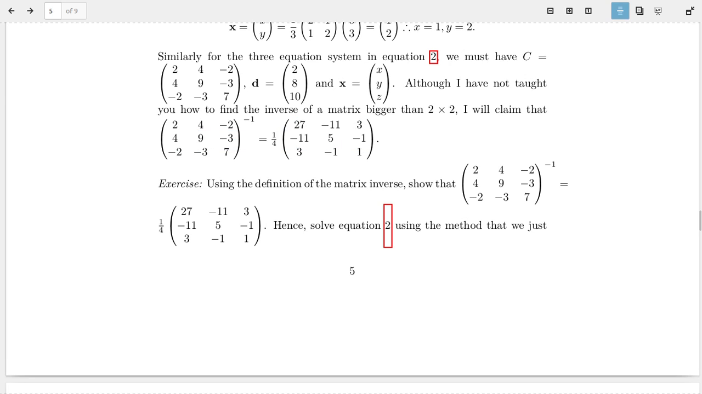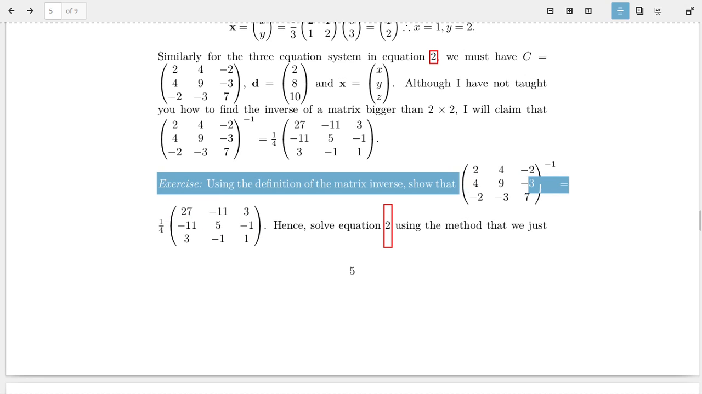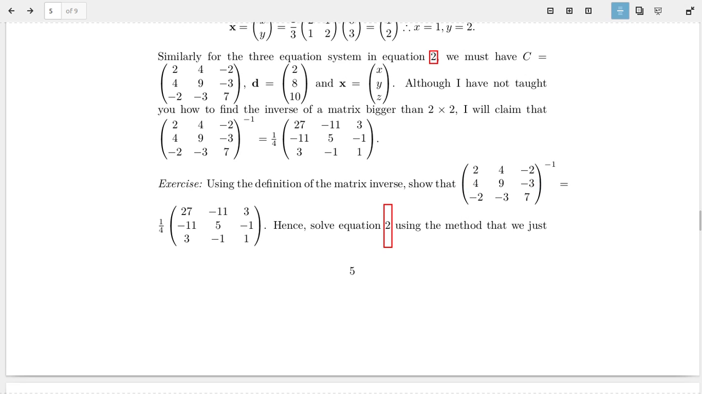So this is the inverse of this guy. This is my claim. Now, using the definition of the matrix inverse, here's what you can do. The exercise asks you to verify that this is indeed the inverse of the coefficient matrix, this guy. How would you verify it? You would just multiply the coefficient matrix by this guy and see if you get the identity matrix.